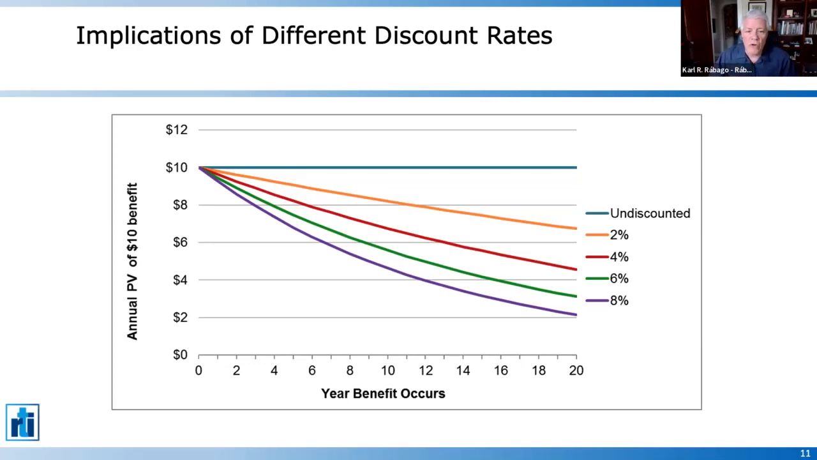So just kind of squint at this with me for a minute. Look at the 12-year mark. Around the 12-year mark, that $10 today is $8 under a 2% discount rate, but goes all the way down to $4 under an 8% discount rate. Remember what I said, numbers in the future are smaller with bigger discount rates, and they're closer to the nominal rate with very small discount rates.